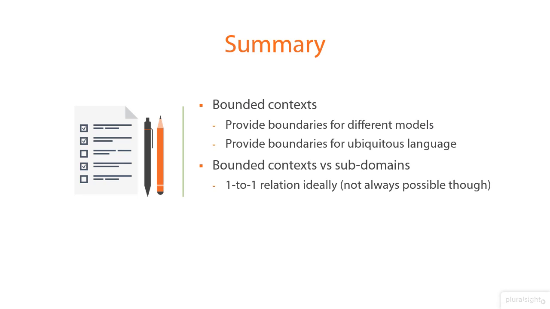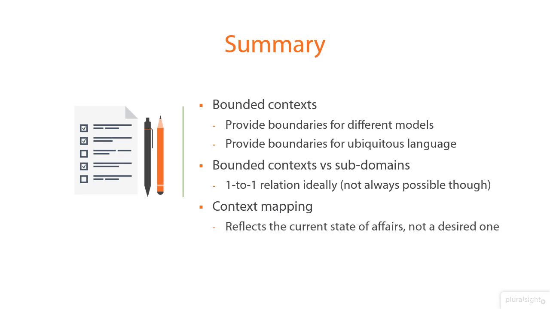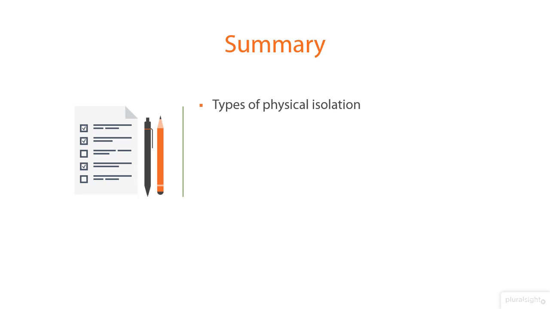There are 3 reasons why you might want to depart from this practice: legacy project, large codebase, and large team. We talked about the importance of drawing a context map between bounded contexts. The main guideline here is that it should reflect the actual state of affairs, not the desired one. You learned 3 types of physical isolation of bounded contexts. Keep in mind that while your code base is small, it makes sense not to separate bounded contexts physically and just keep them in a single assembly.